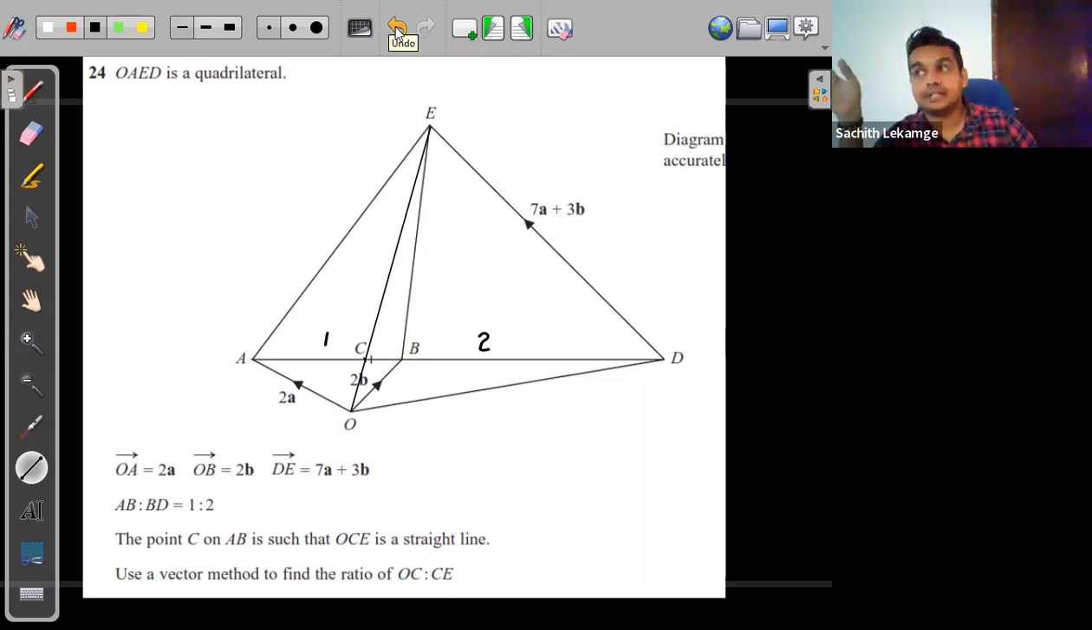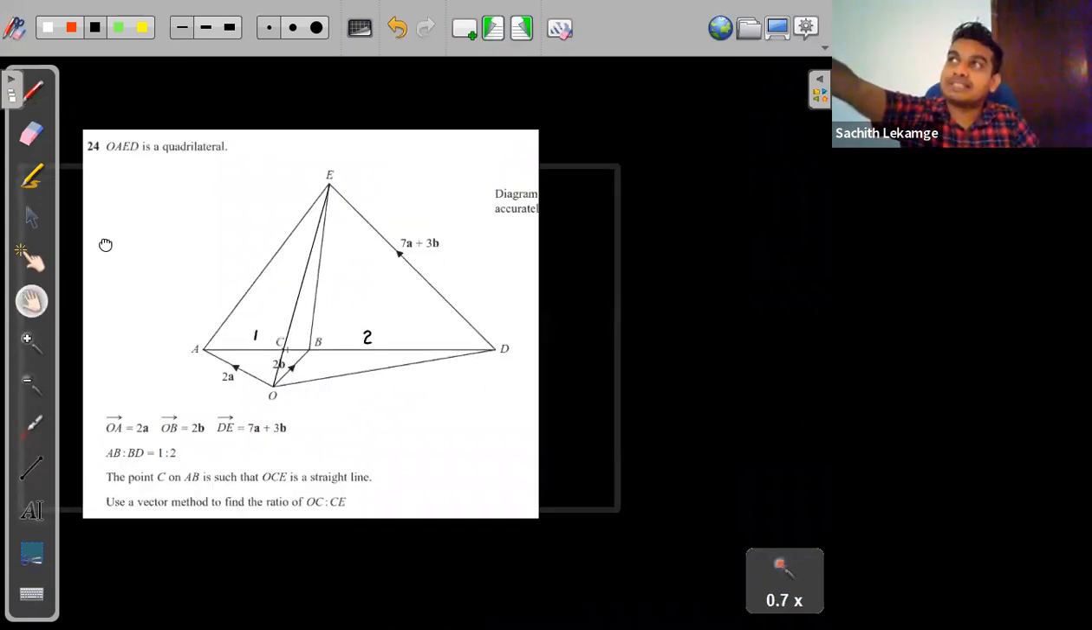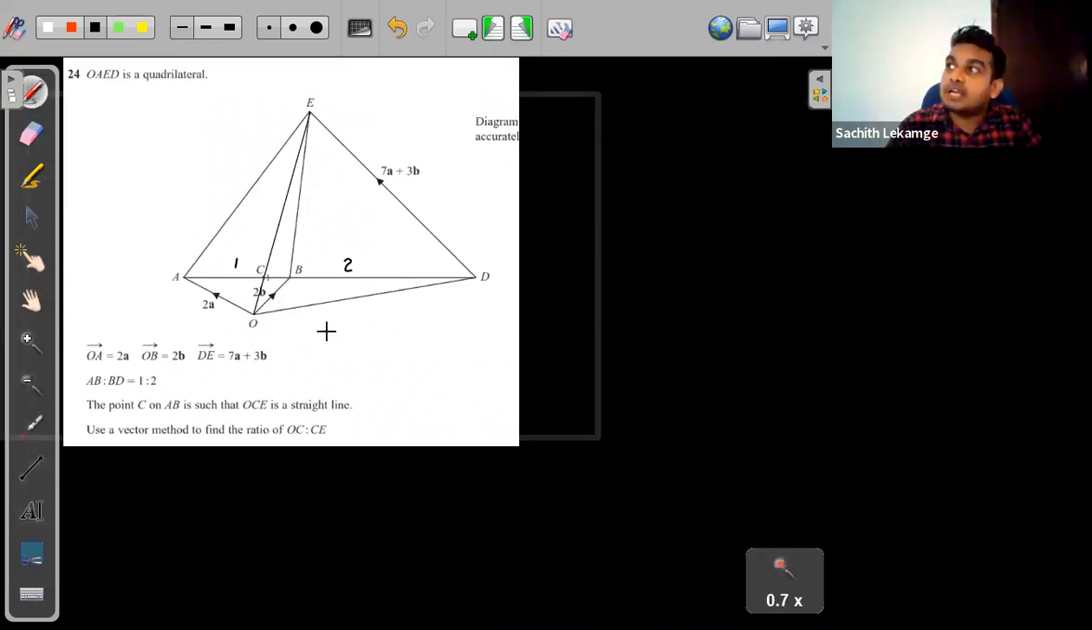Now, when you get a question like this, this is what you need to do. Write OC over here. I'll explain this in Sinhala also. What you need to do is find OC in two different ways. Find OC in two different ways, then you are getting the answer, because we need to get the OC to CE ratio. Okay, let me show you one more thing.